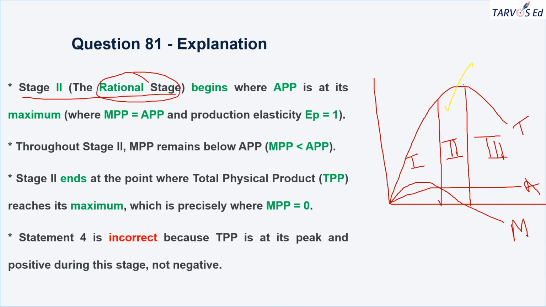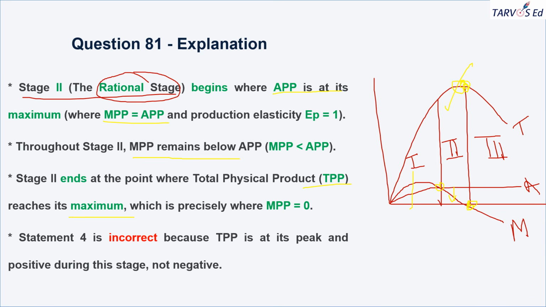Now we are speaking about stage 2, that is the rational zone. Stage 2 begins where APP is at its maximum. At this point, APP is equal to MPP, and the elasticity of production will be equal to 1. In stage 2, MPP remains below APP, as you can see in the diagram. Stage 2 ends at the point where TPP is maximum and where MPP is equal to 0.